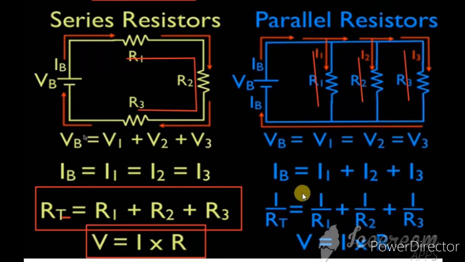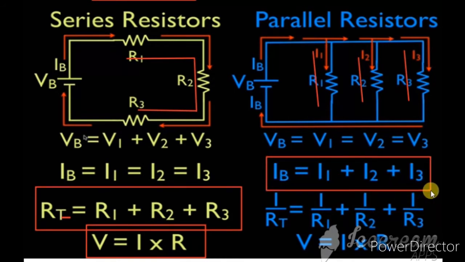Same way, in parallel we have V1 plus V2 plus V3, but here V is equal to V1 which is equal to V2 which is equal to V3, because the voltages are the same. The currents differ; here the current I is equal to I1 plus I2 plus I3. So what is the final equation you got? 1 by RT. The formula is also the same because this is also V is equal to I into R. So this is the difference between series and parallel resistors.